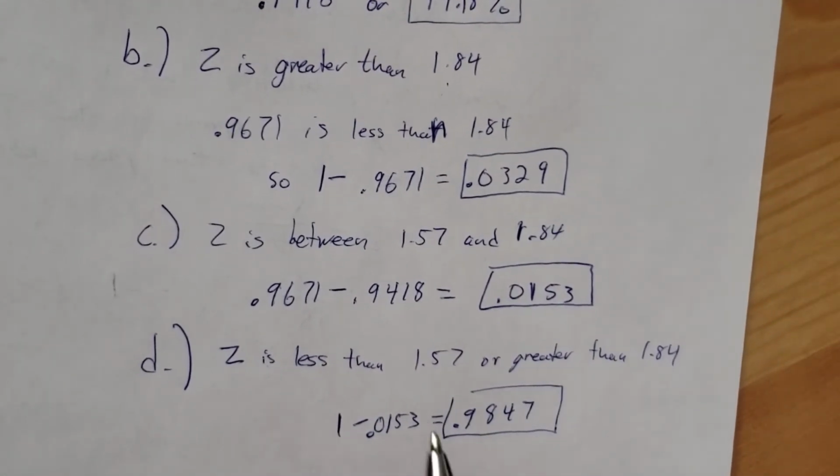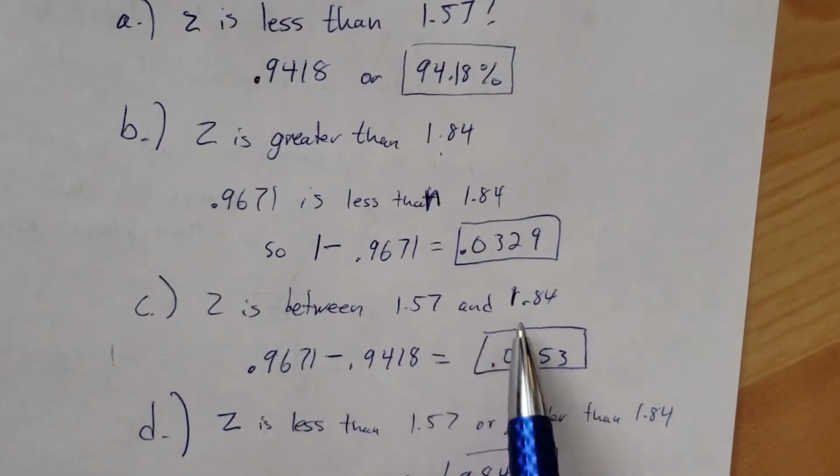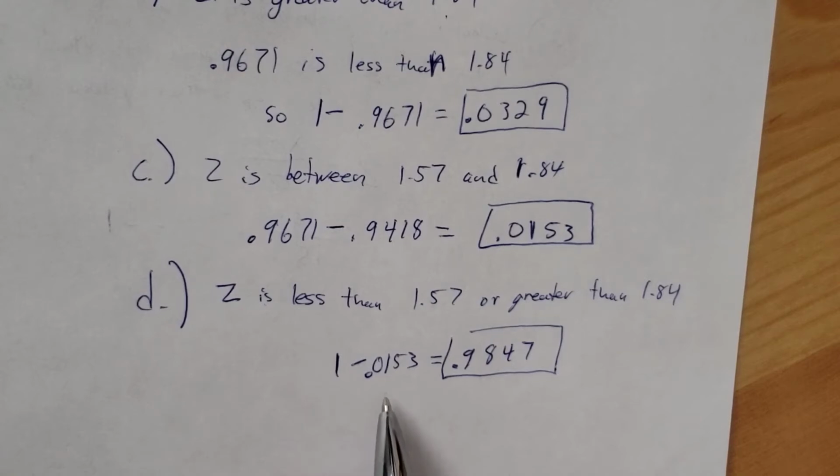And finally, for this question, what if we ask z is less than 1.57 or greater than 1.84? Well, that's just the complement of this region right here that we solved in C. So 1 minus the 2.53% should give us 97.47%.